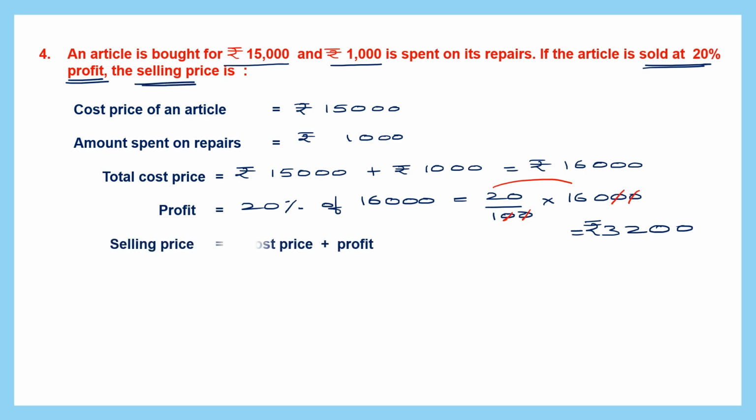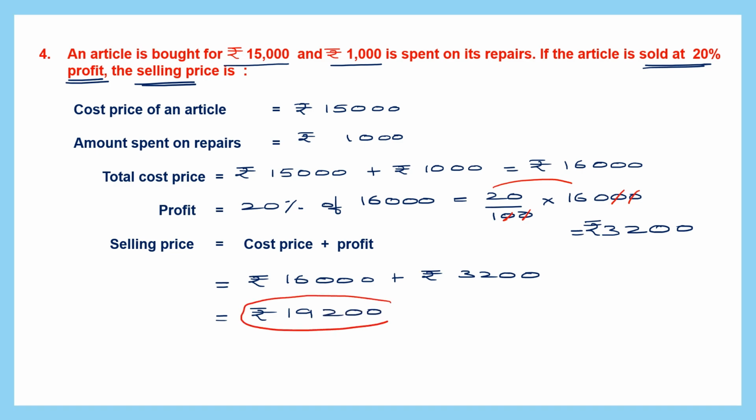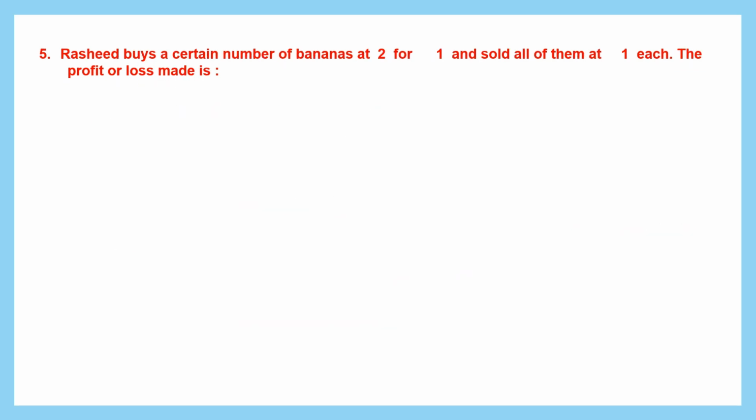To find the selling price, we say selling price is equal to cost price plus profit. And what is the cost price? We have to take the total cost price, that is 16,000 rupees, plus the profit, and the profit is 3,200 rupees. So we have to add up these two. When you add up these two, you get 19,200 rupees. So this is the selling price, and that is our answer, and that is option 4, rupees 19,200.